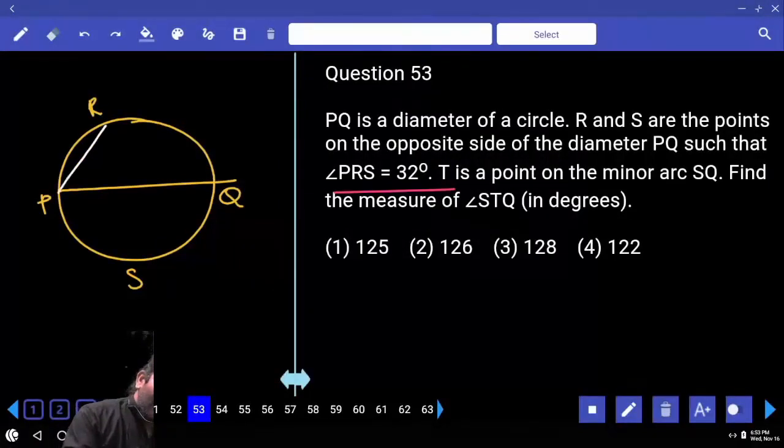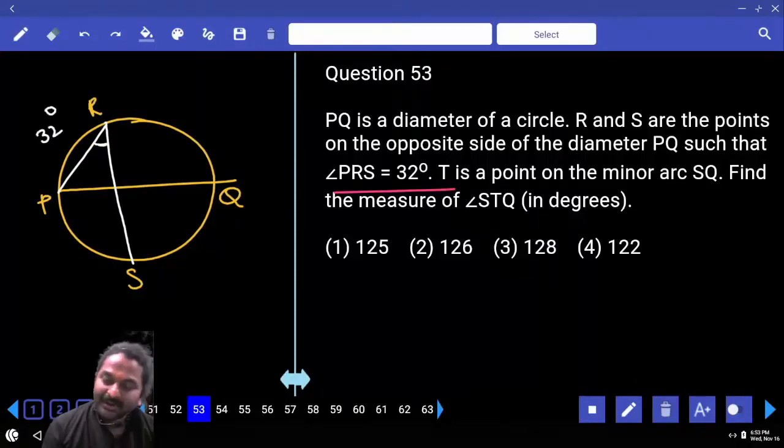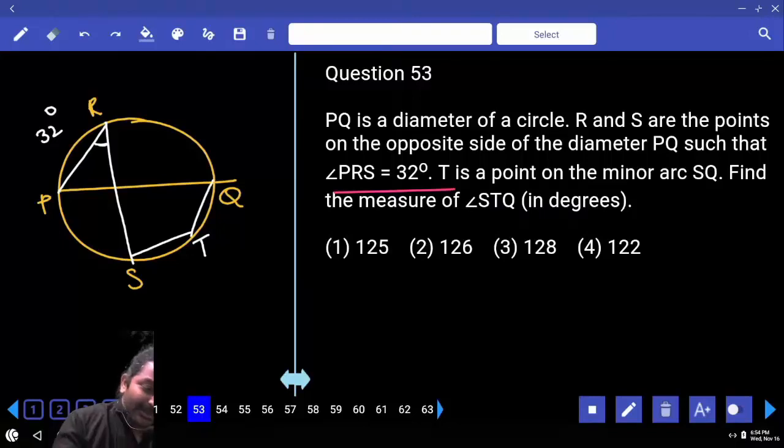Angle PRS is 32 degrees. T is a point on the minor arc SQ. This is SQ, an arc only. On this there is a point which is T. I'll take T here. Find the measure of angle STQ. This angle. Correct? Right.